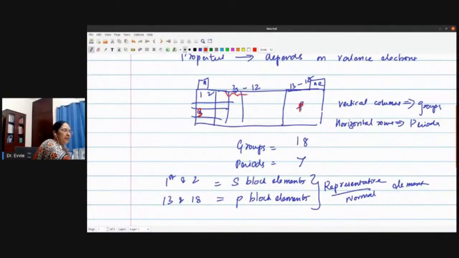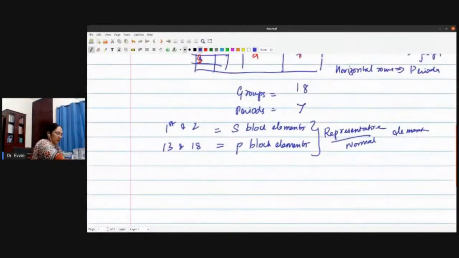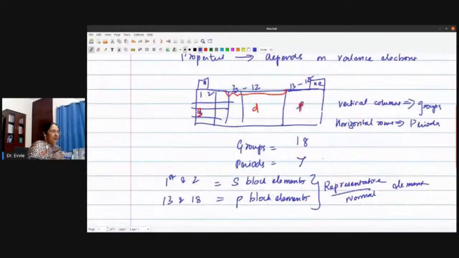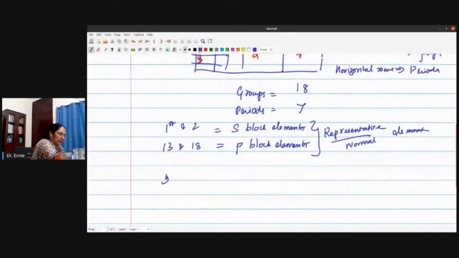In between, from 3 to 12, you have the D block elements. What do you mean by D block? The last electron gets into the D subshell. You can see it here, from 3 to 12. Groups 3 to 12 are called D block elements, and they are also called transition elements.